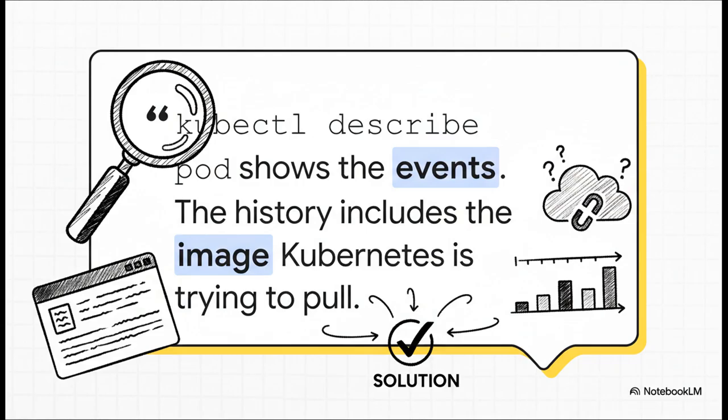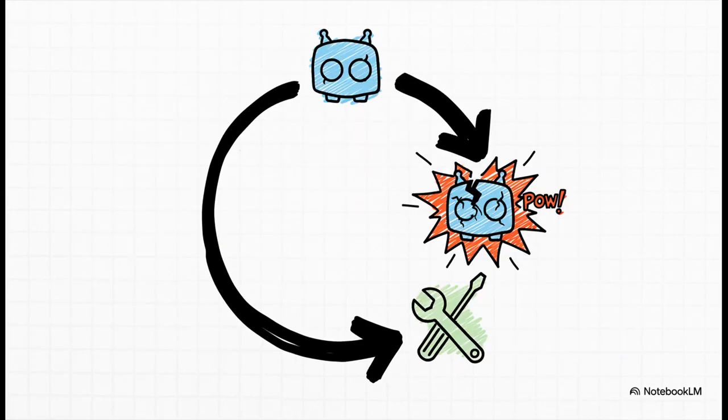Simple. You go right back to our trusty kubectl describe pod. This is the key. You check the event history at the bottom, and it will tell you the exact image name Kubernetes is trying to pull and the specific error it's getting. All the guesswork? Gone. All right, let's move on to our next case.